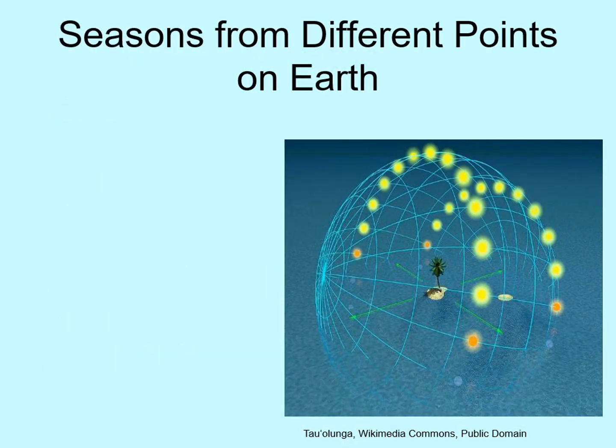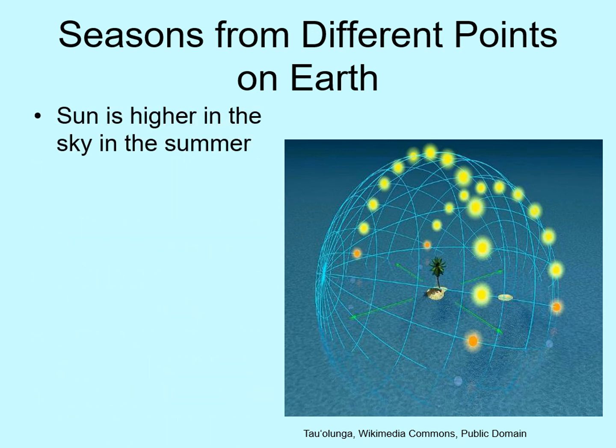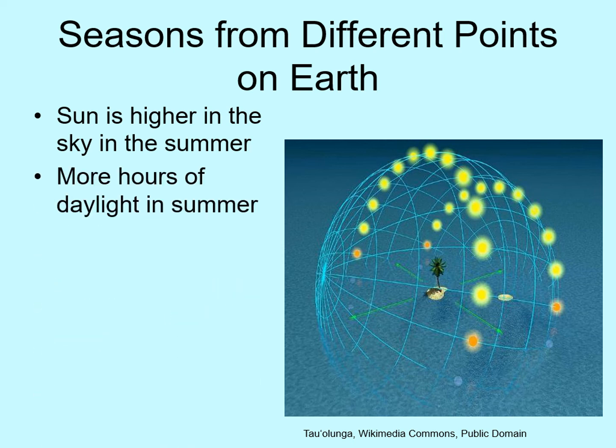Now we have the basic idea of seasons. Let's focus in more detail on what we experience from a range of different places here on Earth. Remember what we said. In addition to crossing higher in the sky, the summer sun is also up for longer, giving us more hours of daylight in the summer than the winter.